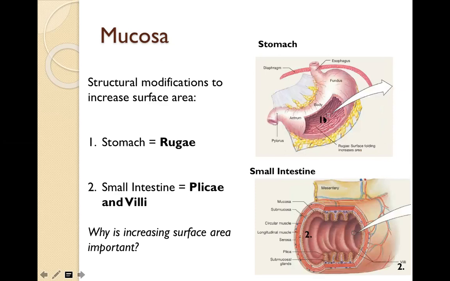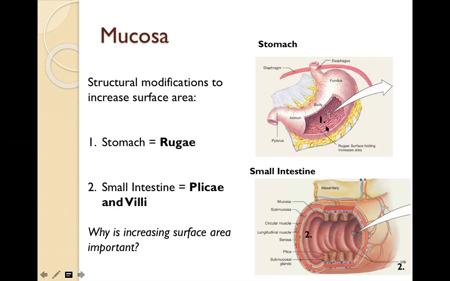If we look at the mucosa from a macroscopic level, if we're just looking at the organ of the stomach and the organ of the small intestine, you're going to notice a couple of things. The stomach has all of these folds. If you were to look on the inside of the lumen of the stomach, it has these folds. These folds are called rugae, and the rugae serve to increase surface area.